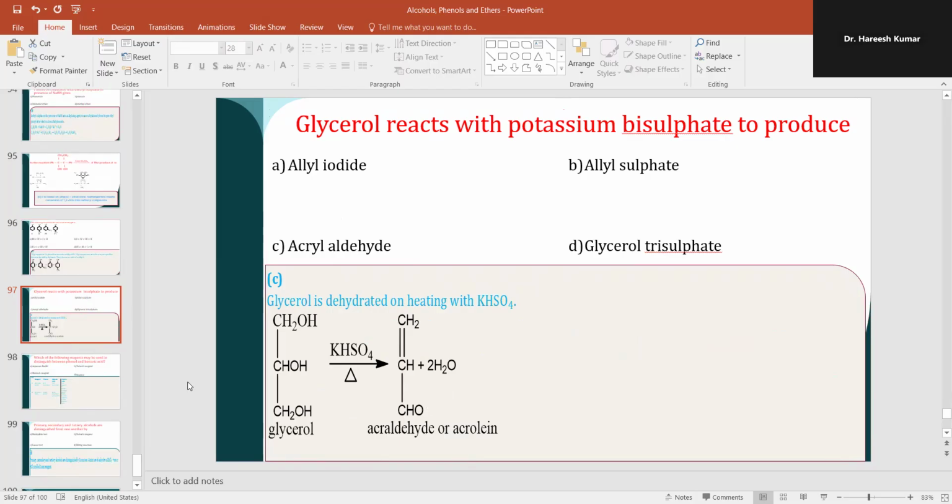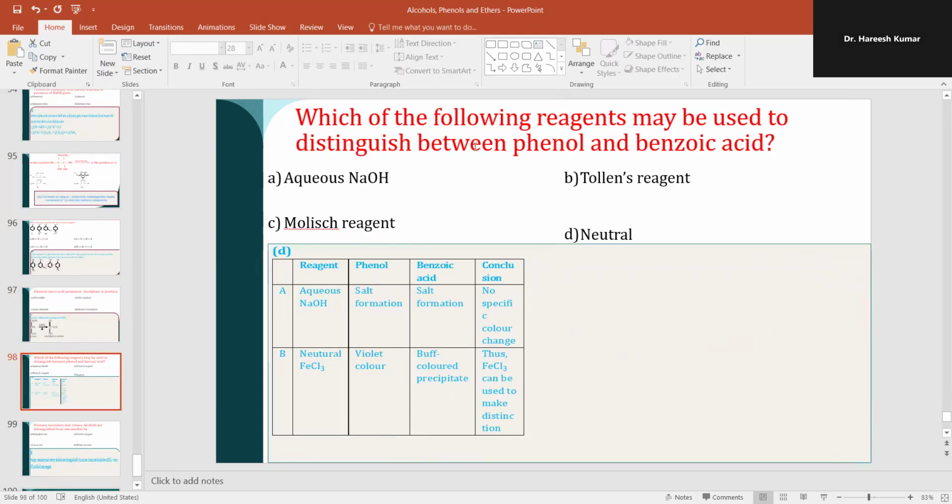acrylaldehyde or acrolein. So here, which of the following reagents may be used to distinguish between phenol and benzoic acid? So phenol forms a salt with sodium hydroxide. Carboxylic acid also forms a salt with sodium hydroxide. No specific color changes. Whereas phenol reacts with neutral ferric chloride forming a violet color. Whereas benzoic acid reacts with it giving a buff colored precipitate. So this will be the better one to distinguish between the acid and phenol.